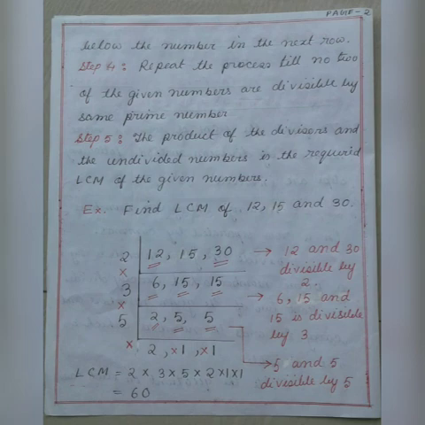So, I will divide 12 and 30 by 2. If I divide 12 by 2, I get 6. 6 I have written below 12. 15 is not divisible by 2, so I shall write 15 as 15. 30 is divisible by 2, I get 15. So I have written 15 below 30.